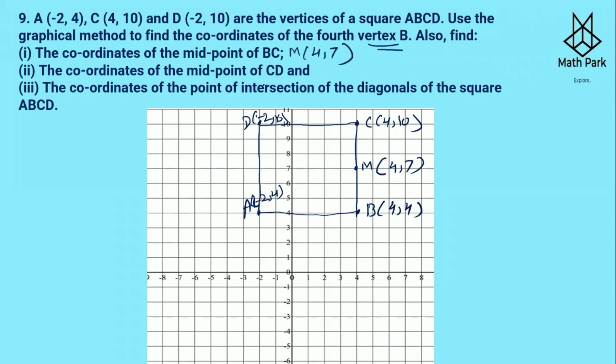The coordinates of the midpoint of CD. The midpoint of CD is this point. Let us say N, and the coordinates of N are (1, 10). So the midpoint of CD is N (1, 10).